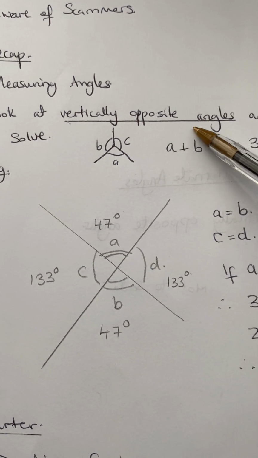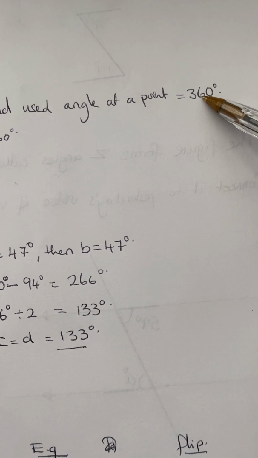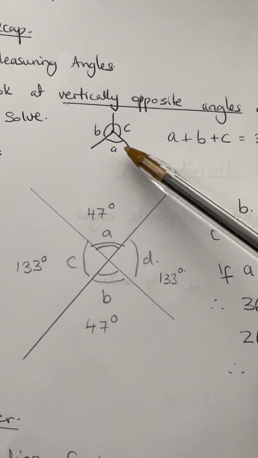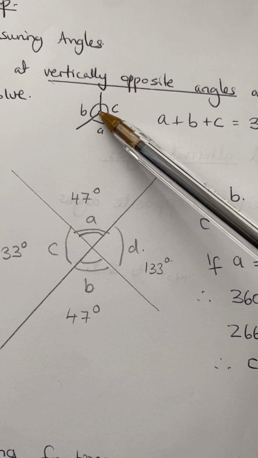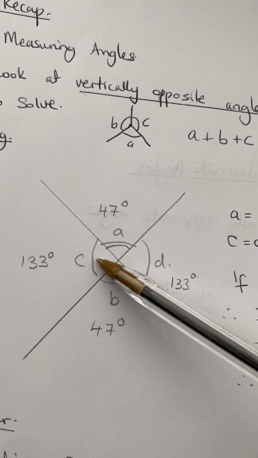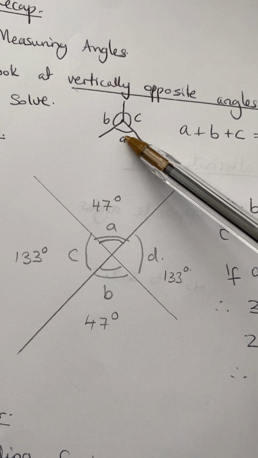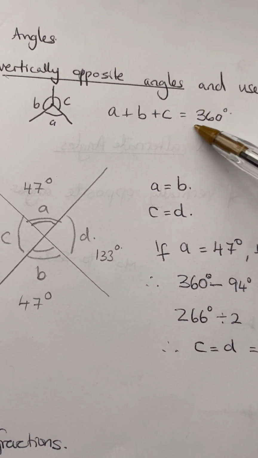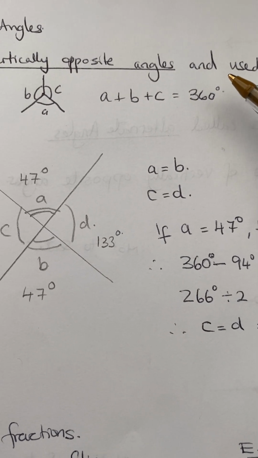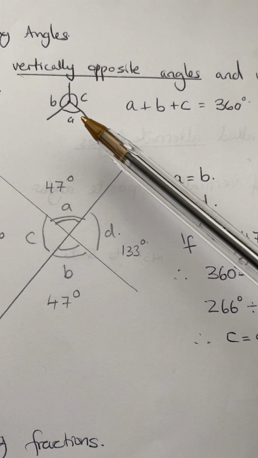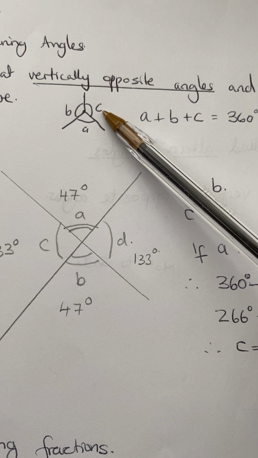We looked at vertically opposite angles, and we used the angles at a point theory. So the angle at this point is 360. Even if it's not vertically opposite, A, B and C should be equal to 360 degrees. So if you've been given A and B, you should be fine. You should be able to find C.